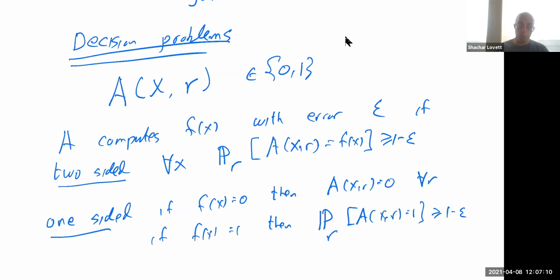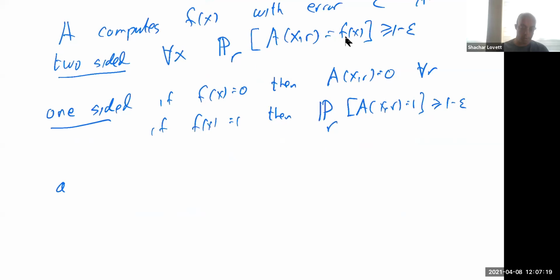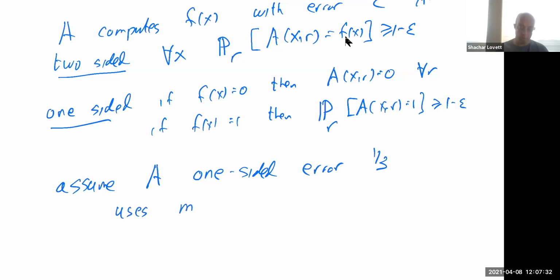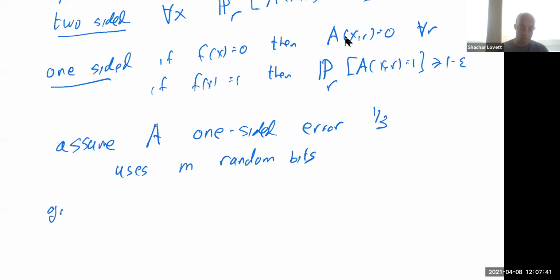Now, what I want to show you is how we can reduce the error in randomized algorithms while not paying too much in extra randomness. So assume A has one-sided error, let's say 1/3 for concreteness, and it uses some number m of random bits. And our goal will be to reduce the error to some tiny epsilon. How can we do it?